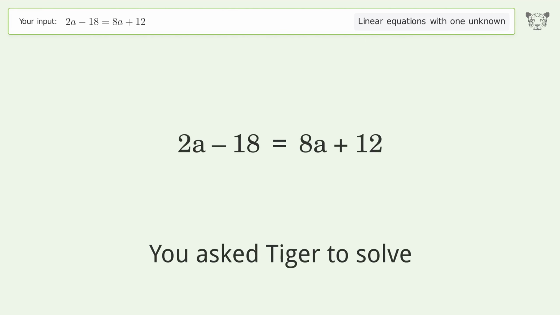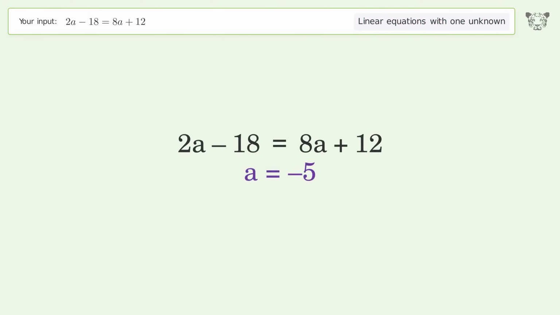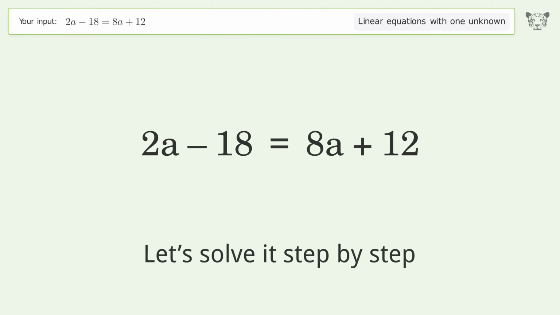You ask Tiger to solve. This deals with linear equations with one unknown. The final result is a equals -5. Let's solve it step by step.